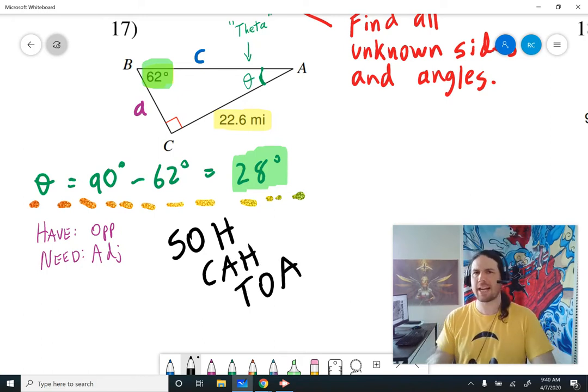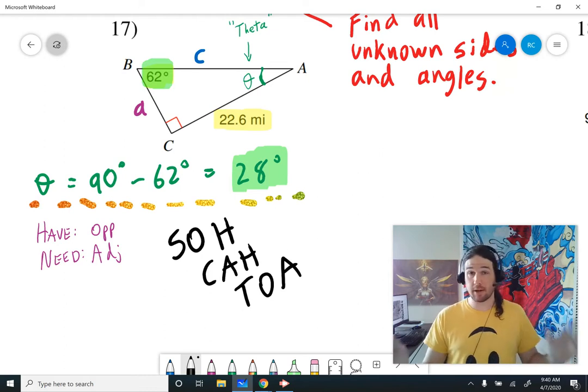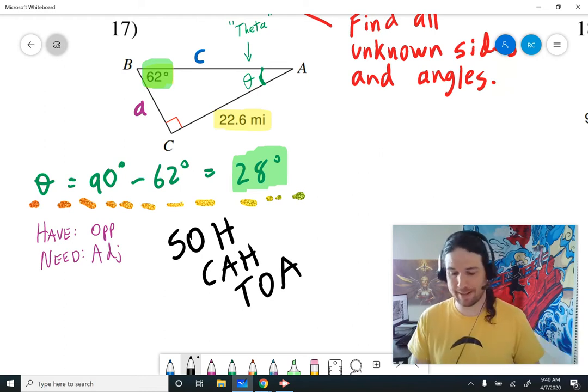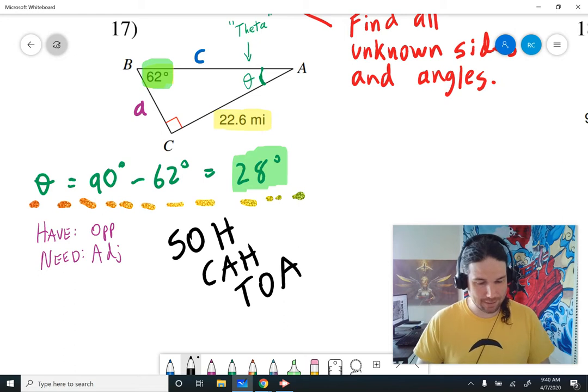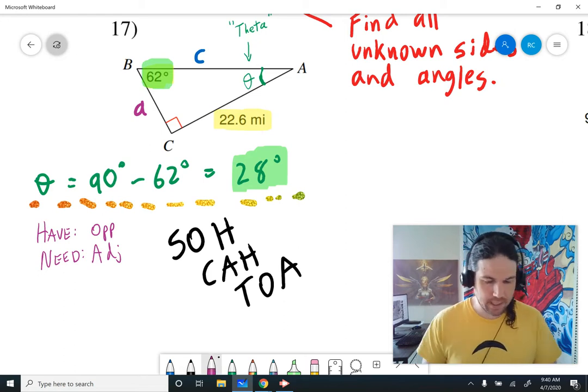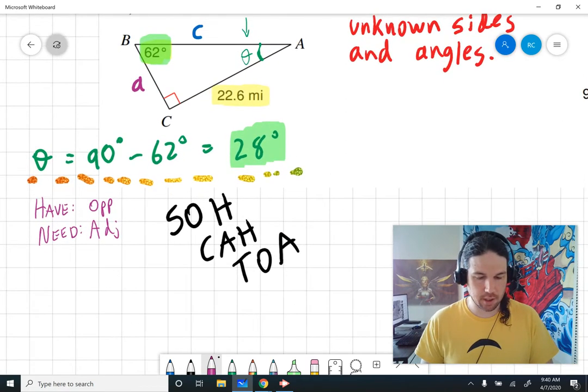I wonder if any of you actually wrote it on your hands. I hope some of you did, but I'm inclined to doubt it. So we have the opposite, we need the adjacent, we're using SOHCAHTOA.